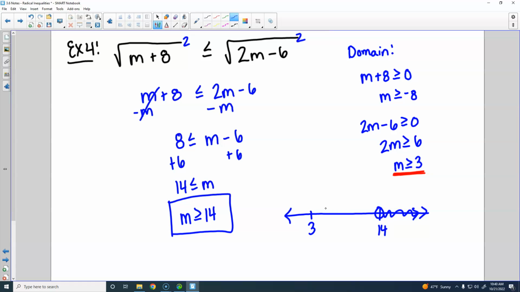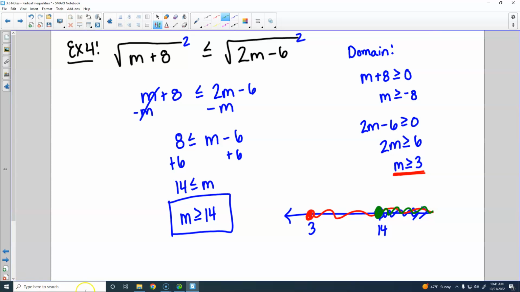Another way you can think of it is like, this was 3 is greater than or equal to 3 right here. So your answer is wherever they overlap, wherever both of them are true, which in this case is from 14 on. That's another way to think of it. Okay, questions?